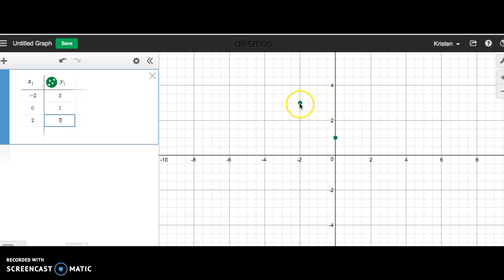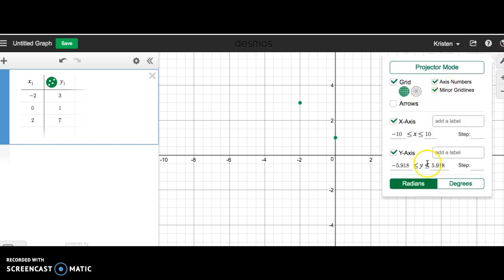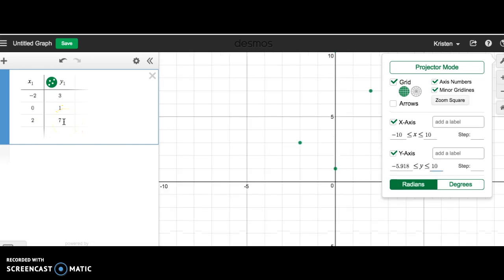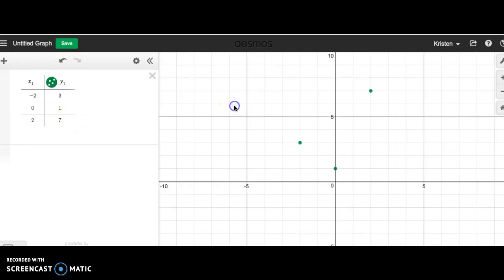You can see over here I can only see 2 of them. So what I'm going to do is go over here to settings and go ahead and increase my y's. Because I already know I've got a y that's greater than 7, so maybe go up to 10. Now I'm seeing a little bit more. Okay, and we want a graph that goes perfectly through that. You'll notice that the sketch you have on your graph goes perfectly through those.